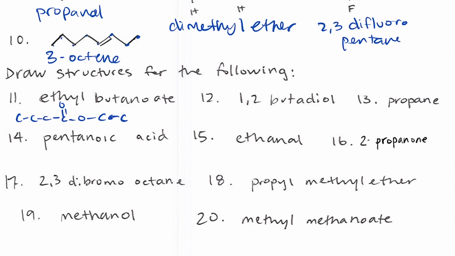And then if you were to draw the line drawing, it'd be 1, 2, 3, 4 carbons double bonded to an O with an O there, and 1, 2 more carbons for the end.